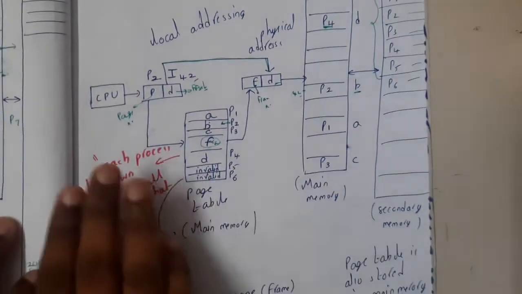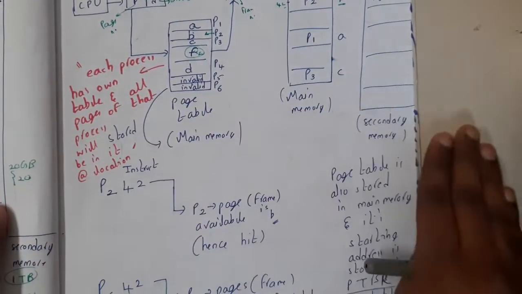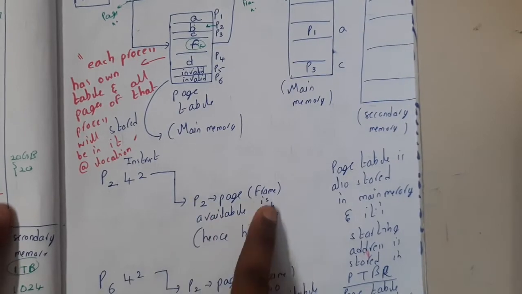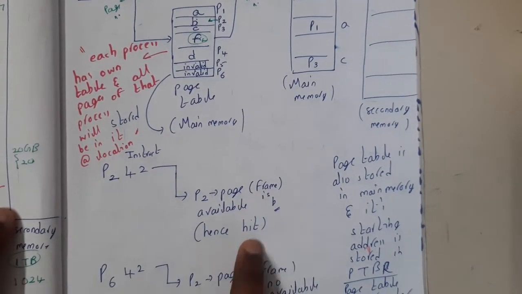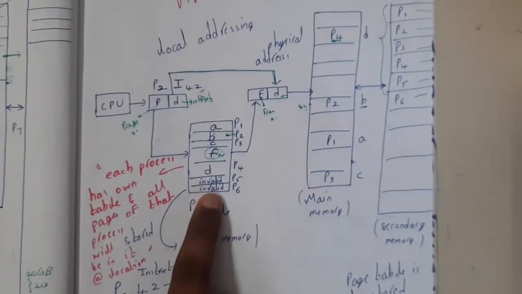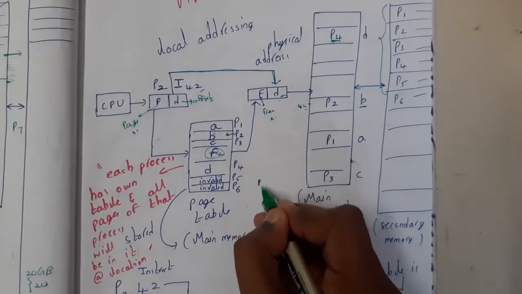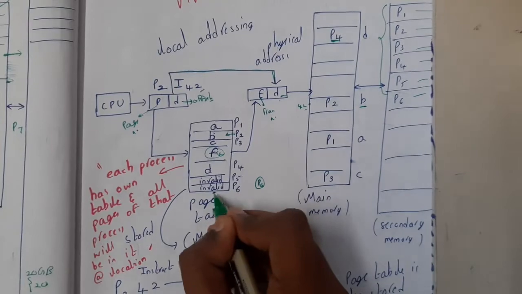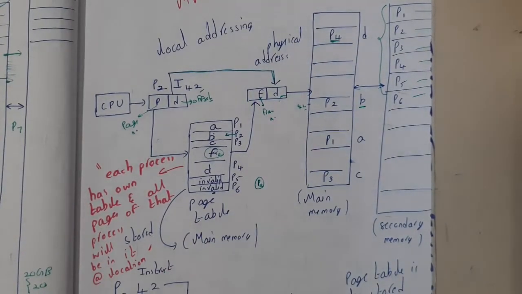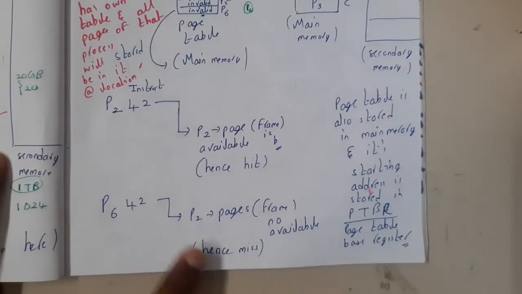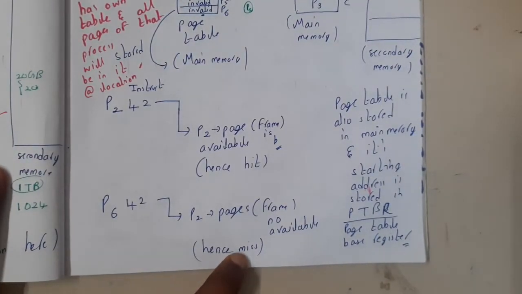The things which I have written here are exactly the same. P2 42: P2 is the page available and it's in the frame B. Hence it is a hit, so basically it is found. If it is not found, assume that I am searching for P6. It is going to send an invalid, so basically it is not currently available. The same example I have written here. So it's a miss. We call it a hit and a miss.